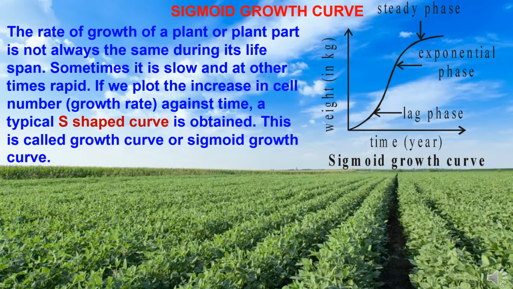First we will have an introduction to the sigmoid growth curve. The rate of growth of a plant depends upon various factors, and it is not always the same. Sometimes the growth rate is very slow and sometimes it is rapid. If we plot the increase in cell numbers, regarding growth rate, against time, a typical S-shaped curve is obtained. This is called the growth curve or sigmoid growth curve.